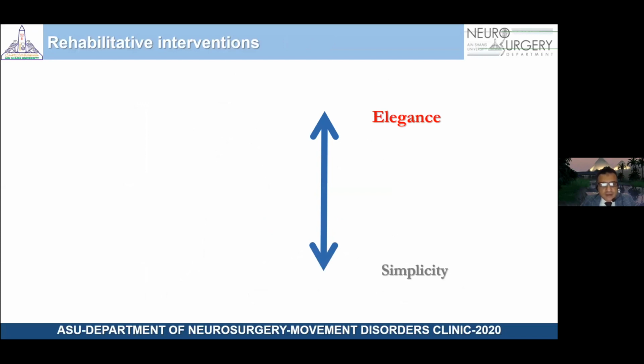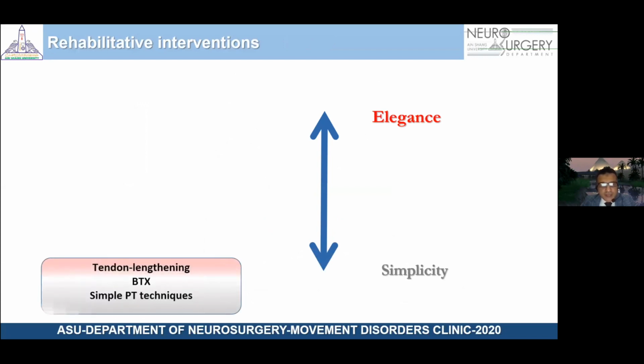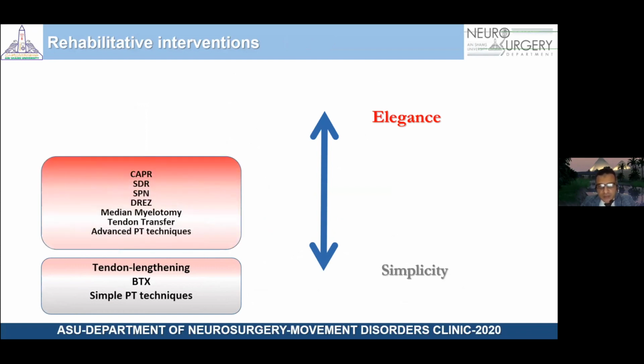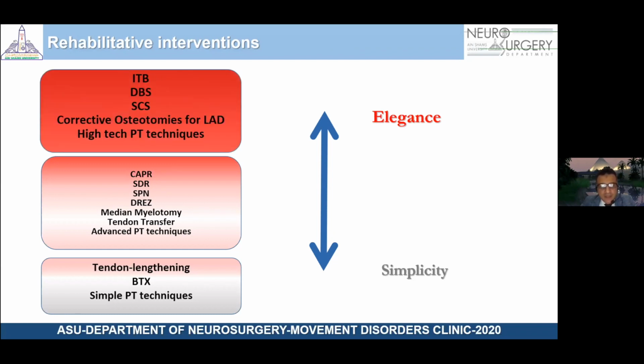In neurosurgery, we have an armamentarium of techniques, starting with simple procedures like physical therapy, botulinum toxin injection, and simple tendon lengthening. In more severe cases, we can apply neuroablative procedures like combined rhizotomy, selective dorsal rhizotomy, selective peripheral neurotomy, DREZOTOMY, median myelotomy, and some orthopedic techniques like tendon transfer and advanced physical therapy techniques.